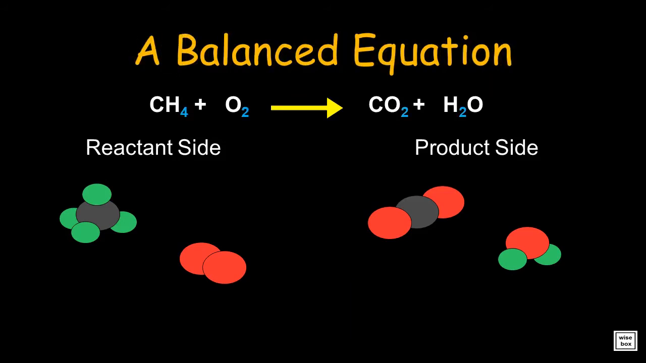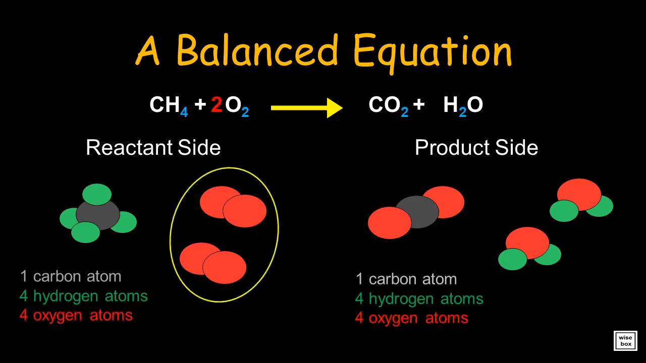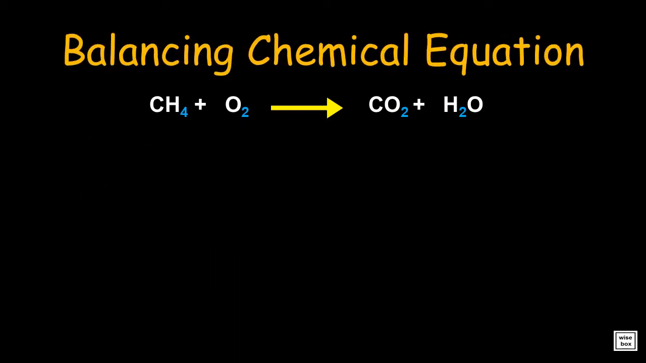Notice, if we add a molecule of oxygen in the reactants, and also add a molecule of water in the product side, and count the atoms for each element, the number of atoms are now equal. It is now a balanced chemical equation. Let's now learn how to balance this equation by the atom.